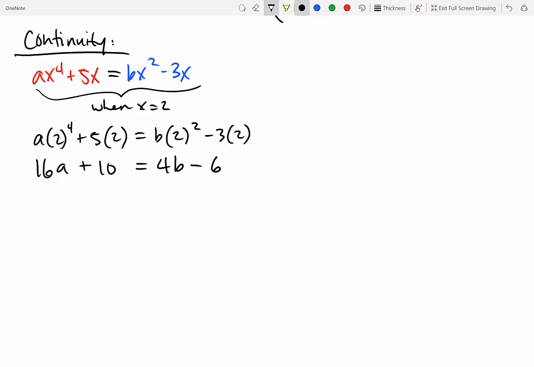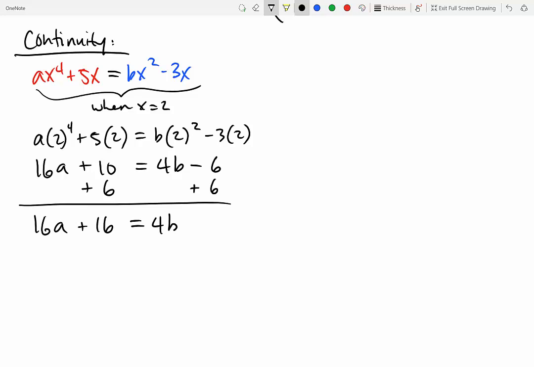Now, to be honest, there's a lot of different directions this problem can go, because we can't solve for a or b in this equation. We only have one equation with two unknowns. So in a situation like this, I would solve for either the variable a or b, whichever one feels more convenient. So if I begin this problem by adding 6 to both sides, that'll give me 16a plus 16 equals 4b, in which case I notice that if I divide both sides by 4, this actually gives me a convenient equation of 4a plus 4 equals b.